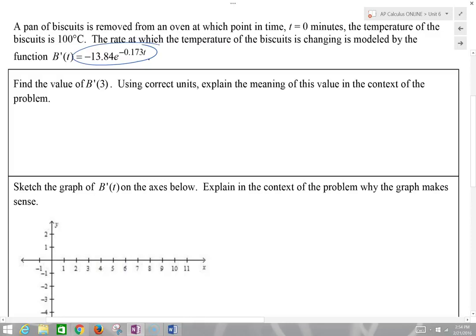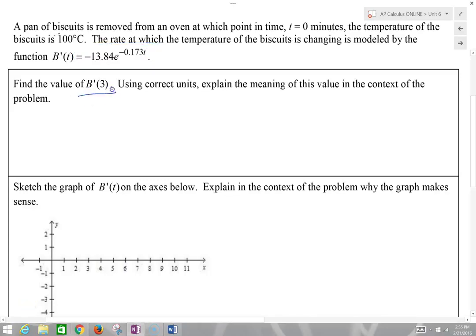Alright, I'm going to do one more example, and I am going to use the calculator. Anything that looks this messy, we have to find the integral of. It's probably going to require use of a calculator. So we have a pan of biscuits removed from an oven at which point in time, t equals 0 minutes, the temperature of the biscuits is 100 degrees Celsius. The rate at which the temperature of the biscuits is changing is modeled by the function b prime of t equals negative 13.84 e to the negative 0.173 t.